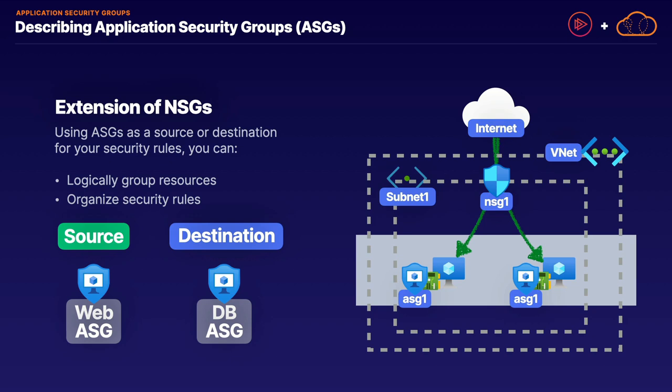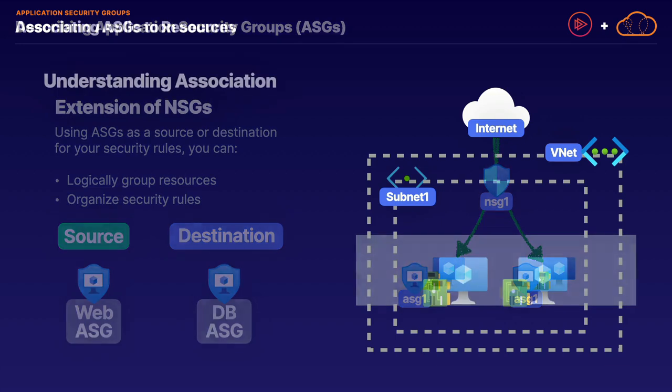For example, we might have a source of a web application security group, which represents a logical grouping of all of our web server virtual machines. And then for the destination, we might have a database application security group, which represents a logical grouping of all of our database VMs. And we can specify these application security groups in our security rules so that our security rules have a way of understanding exactly what resources we're referring to without having to specify the private IP addresses manually. And this provides that intelligence to our security rules and gives them that application structure awareness.